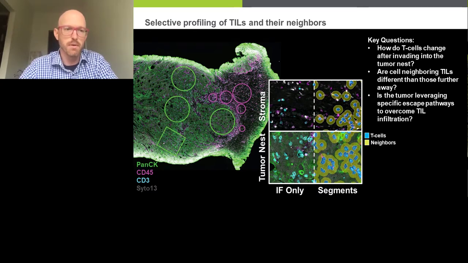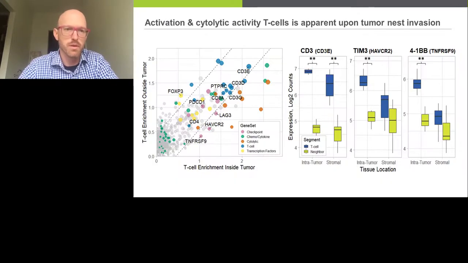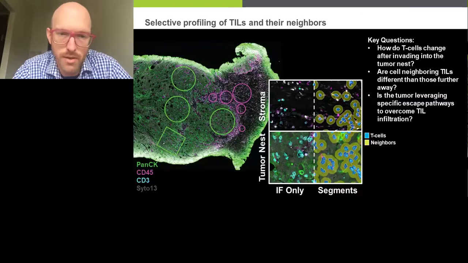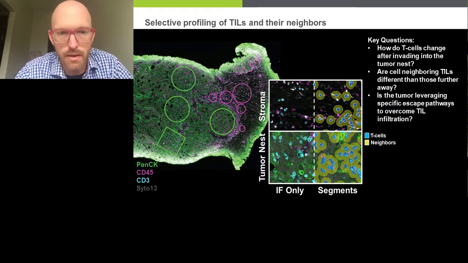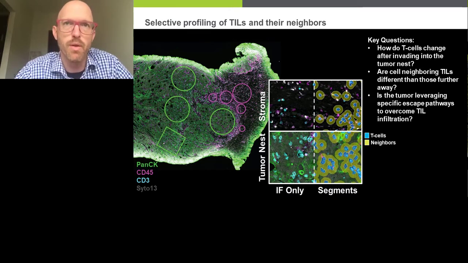And so what we're able to do is basically select all the T cells, and then we can select everything that neighbors a T cell, right? So you get both this profile for what is happening in the T cells, and then you can see how it's actually affecting the environment around it.